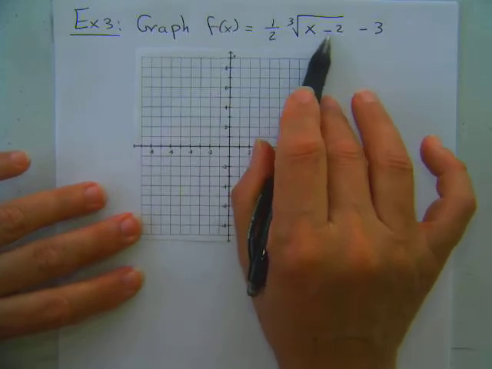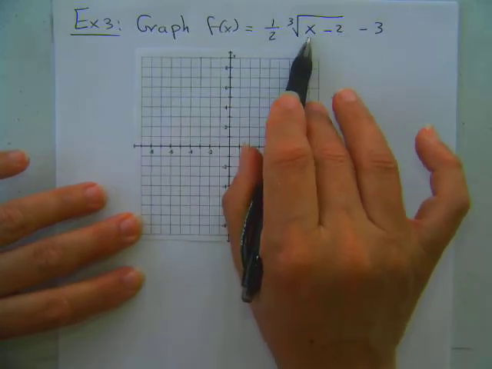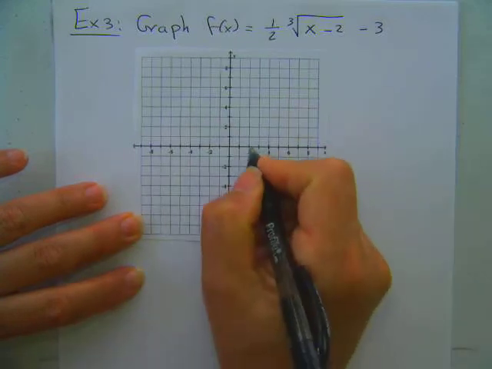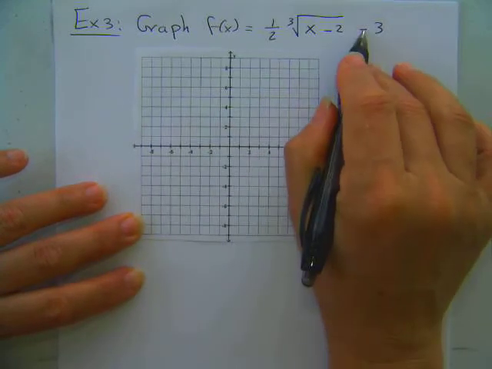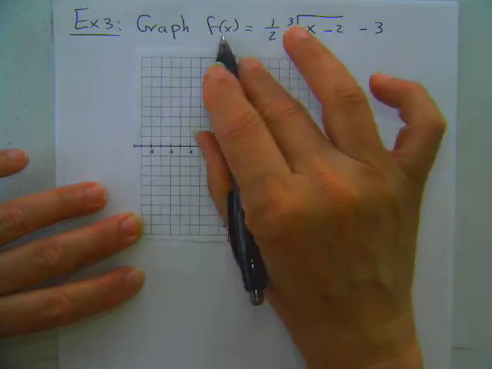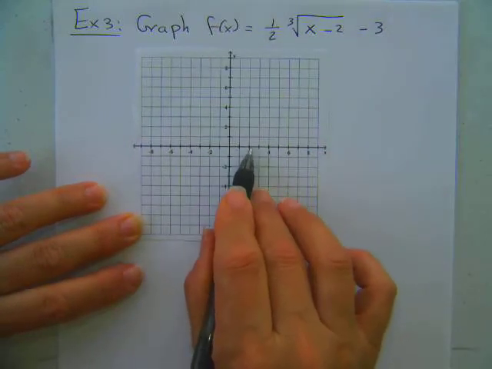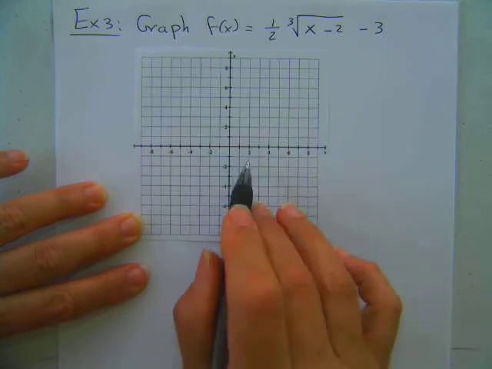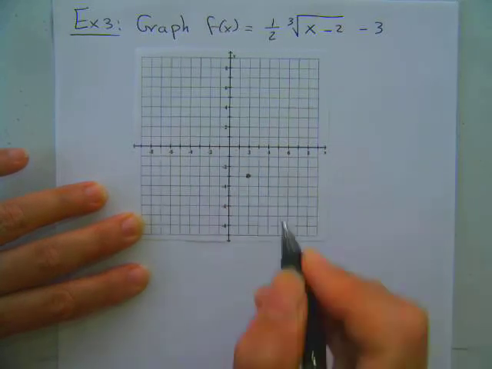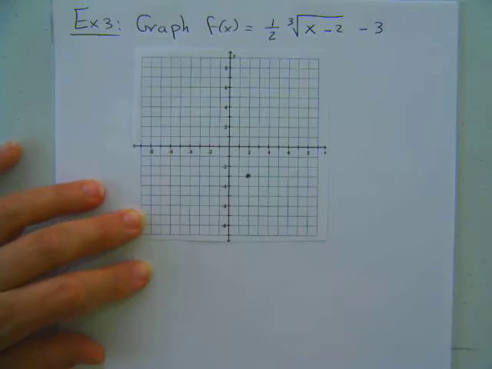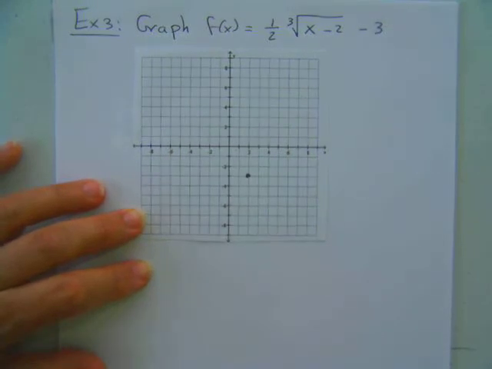I subtracted 2 from the x. So do I go right or left? Yes, right. Then minus 3 outside, meaning go down. So I'm going to go 2 to the right and 1, 2, 3 down. That's my new 0, 0. Okay? That's it. That's my new 0, 0.